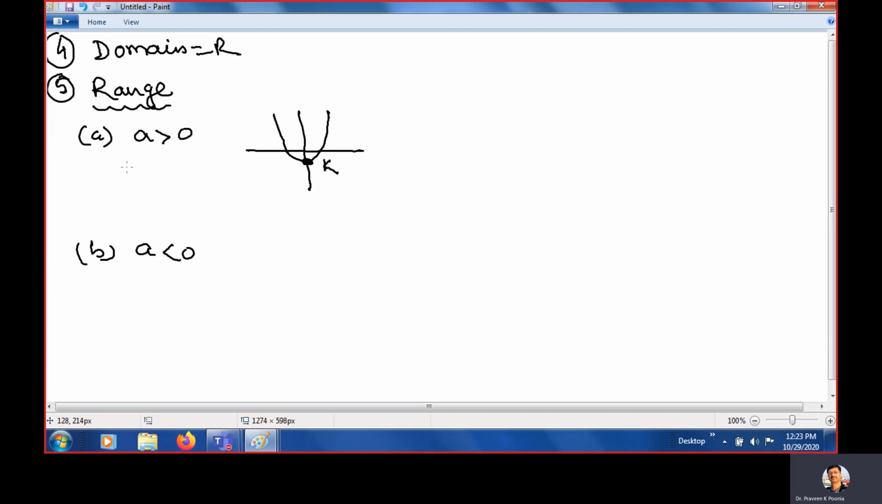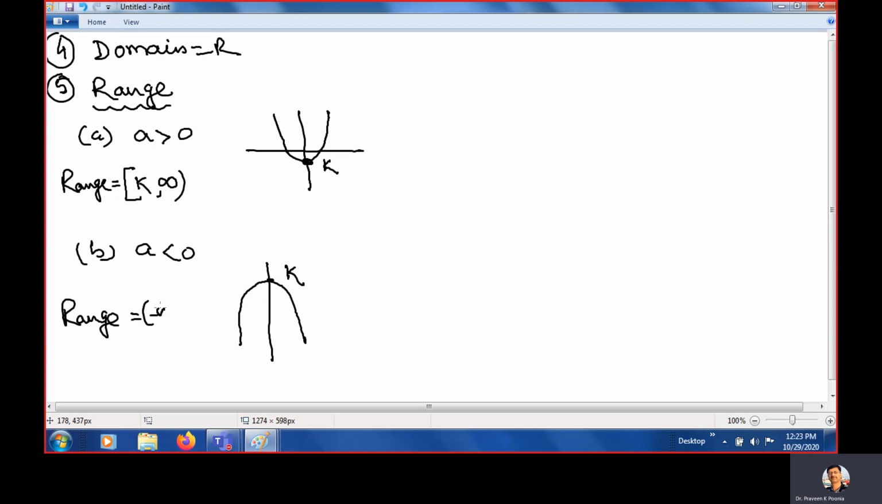So what will be the range? The range will be k to infinity. This is the range. Clear? And here a is less than 0, which means the parabola will be like this. So this is the k point again. What is the range in this? The range is minus infinity to k. This is the range. Clear? So this is how to find the domain and range.